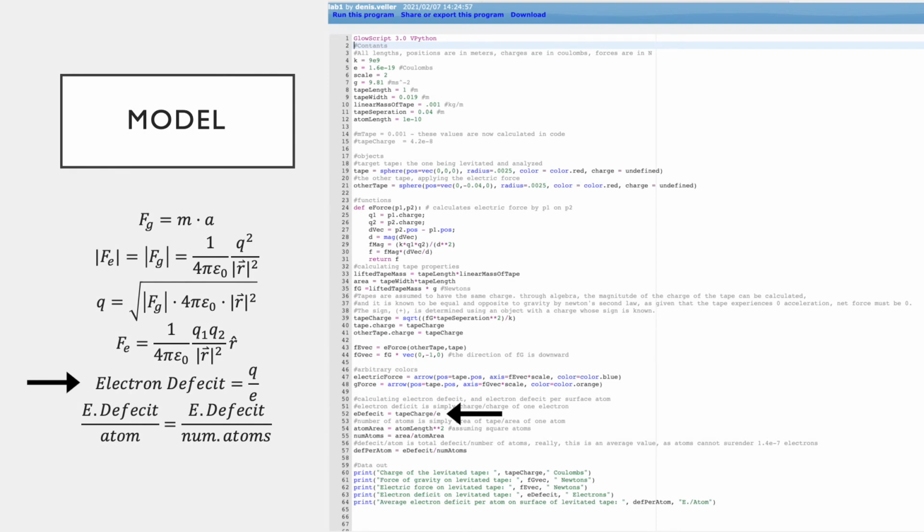The electron deficit could then be calculated by simply dividing our calculated charge by the charge of a single electron, thereby giving us the number of electrons missing. Finally, by dividing the electron deficit by the number of atoms on the surface of the tape, we could calculate the electron deficit per atom on the surface of the tape, or rather an average value. The number of atoms could be calculated by taking that length of a single atom, using that to estimate the area of a single atom, assuming that atoms are square, and then dividing the total area of the tape by the area of a single atom, thereby giving us the number of atoms on the surface.